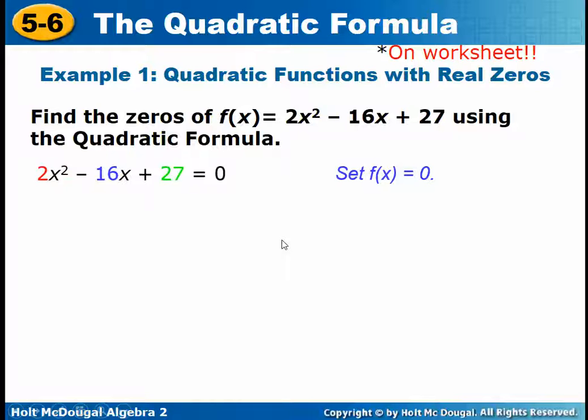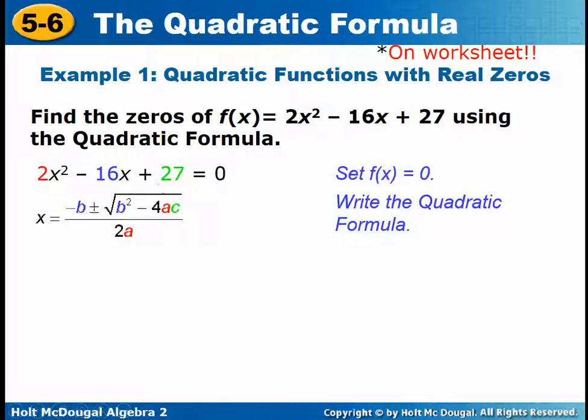Set it equal to 0. And now a is 2, b is negative 16, and c is 27. Make sure that you use the b as negative 16. I'm going to write those down. So a is 2, b is negative 16, and c is 27. This negative 16, the negative goes with it, so I'm going to turn that purple. There we go. All right, so now let's see what we do next.